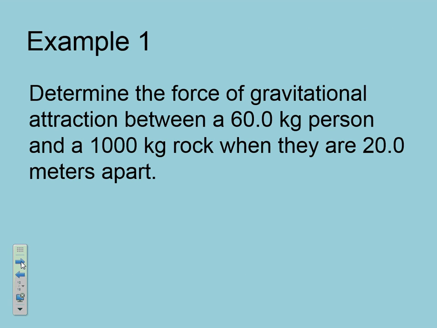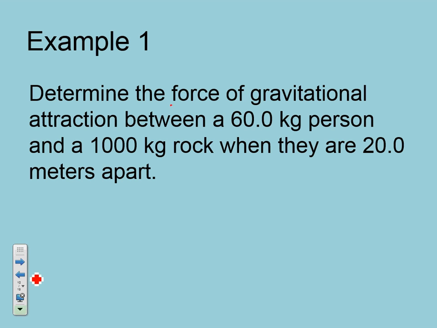Our example. We want to determine the gravitational attraction between a 60 kilogram person and a 1,000 kilogram rock when they are 20 meters apart. So the first thing you want to do is list all your variables. So we're determining the force of gravitational attraction. So let me just underline what we have. So we're finding F. We know M1 is 60, M2 is 1,000. It doesn't matter what you call them. And the distance between them is 20 meters. So F is what we're trying to find.